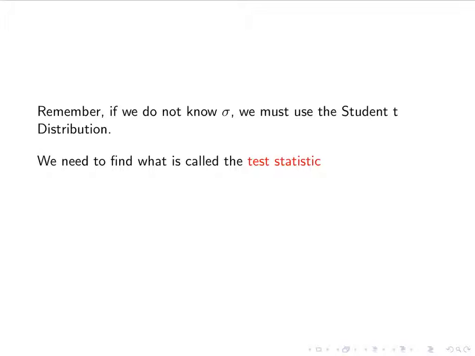If we are using the student t distribution, we need to find what's called the test statistic. So the test statistic is t, and it is x bar minus mu divided by s over the square root of n. And this is basically the standardizing for the t distribution. If you replace s with sigma, then this is exactly the standardizing for the normal curve. But because it's s, not sigma, it's the t distribution standardizing version.